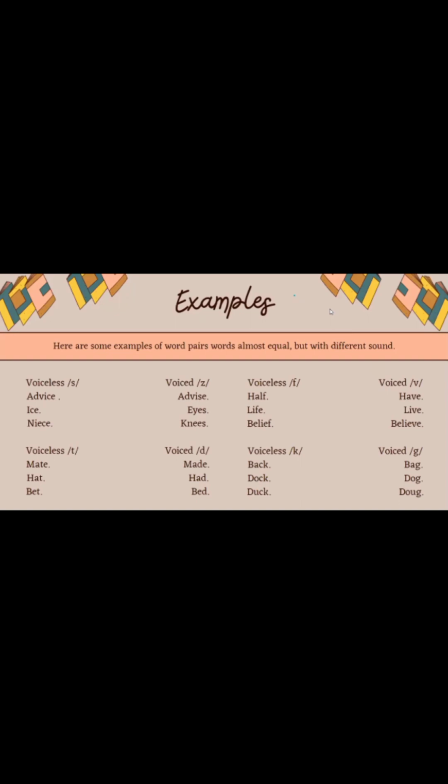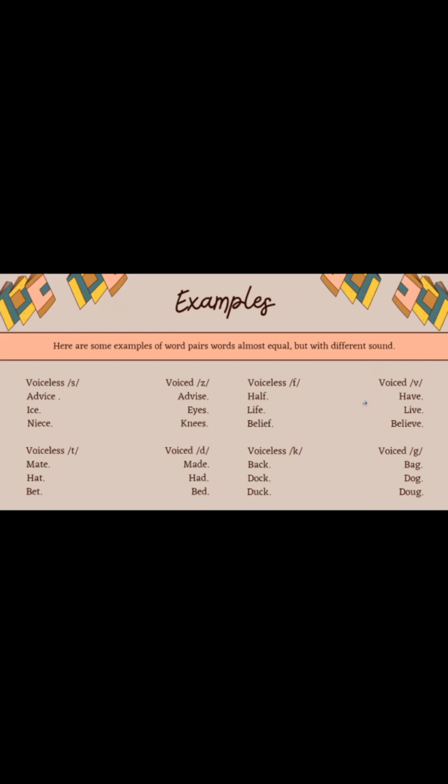So here are some examples of word pairs, words almost equal that we found, but with different sounds. I'm sorry if my voice is not clear. So for the first, voiceless s and voiced s. For example, advice and advise, and eyes, knees.